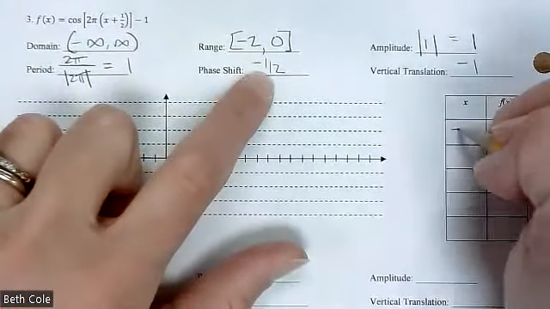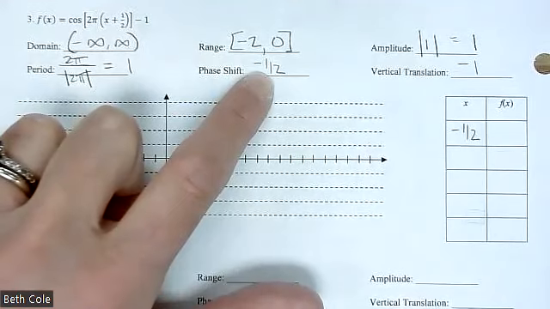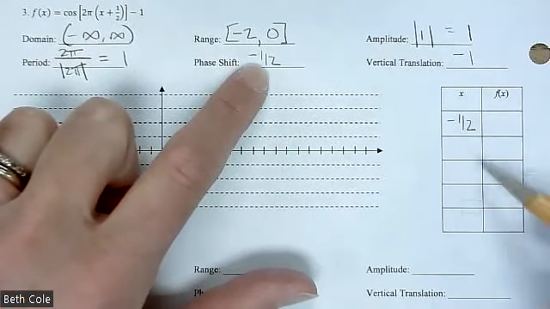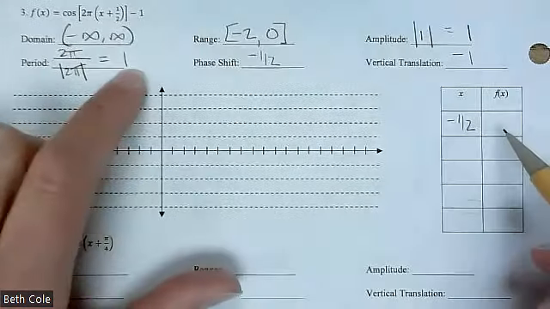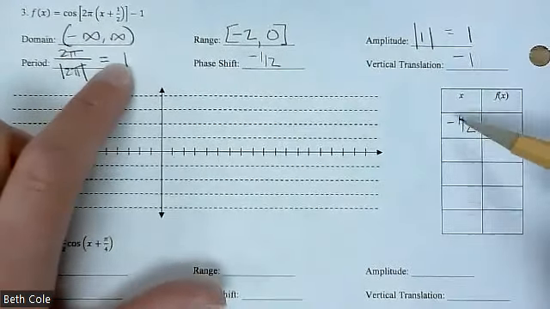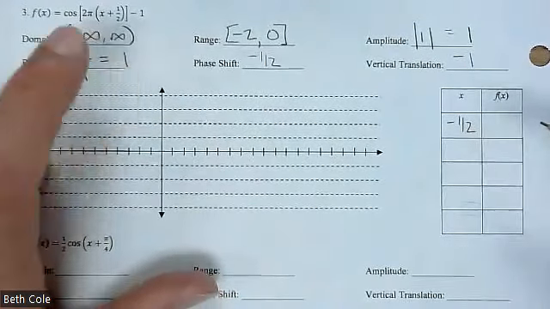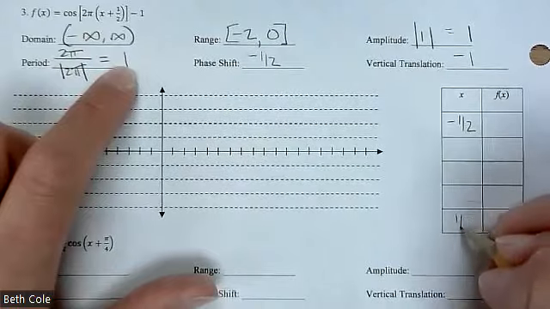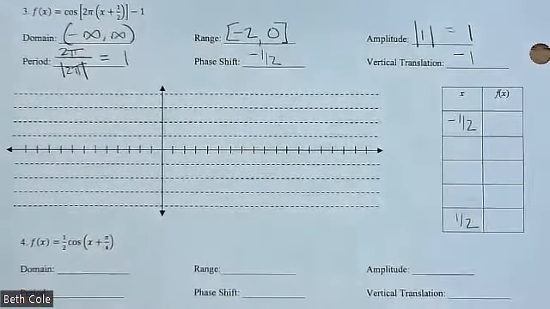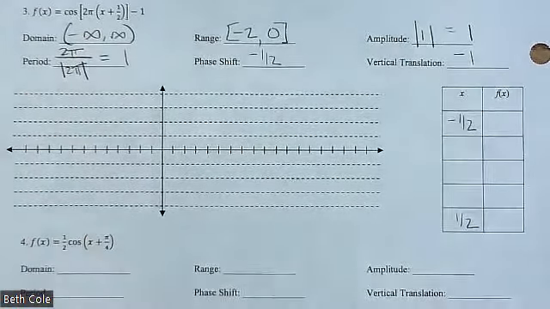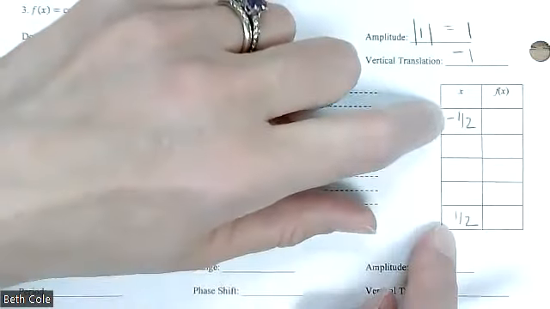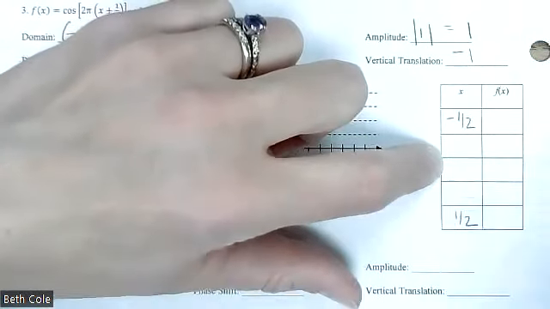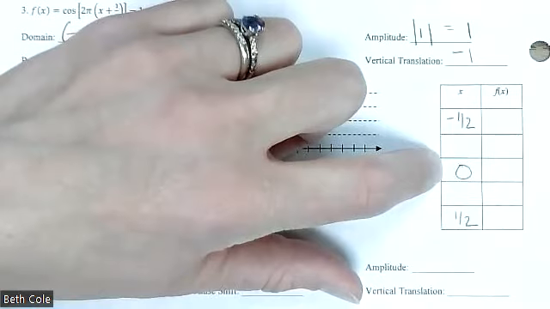Phase shift, good, -1/2. And then you want to go 1 full cycle, so add the period, which is 1. So -1/2 plus 1. Now that's actually a really big W as well, because what's halfway between -1/2 and +1/2? Good, 0.